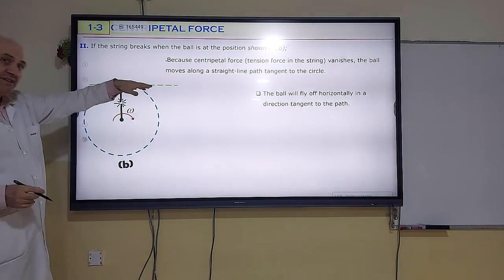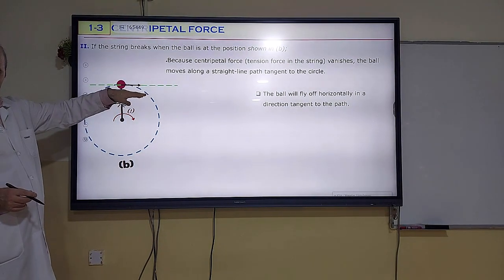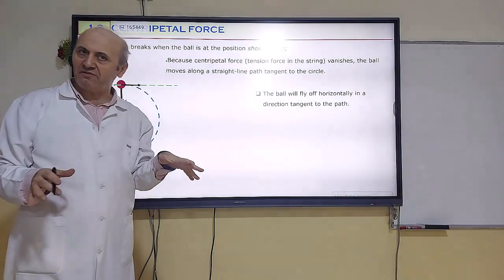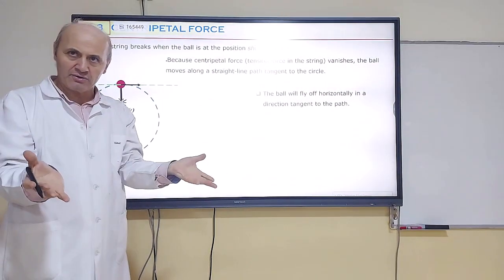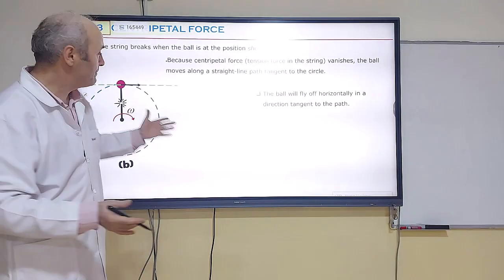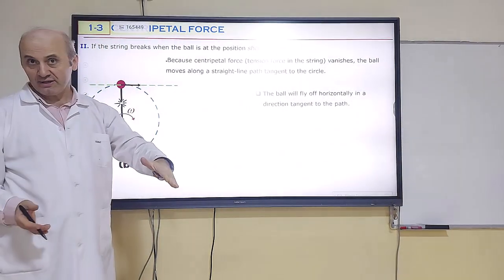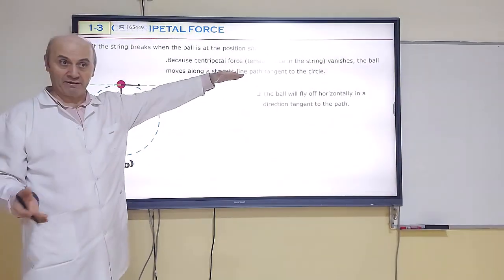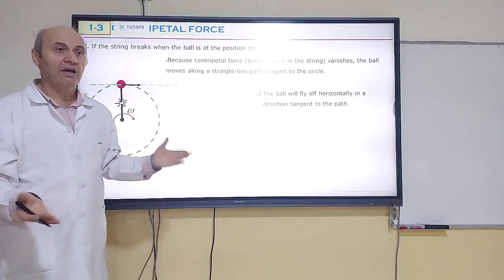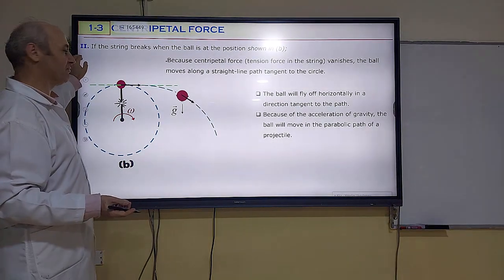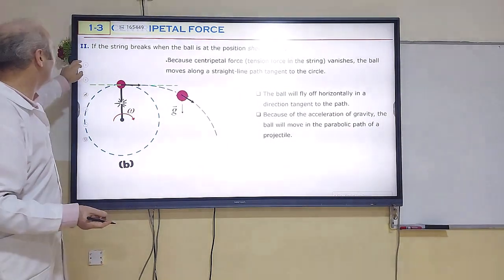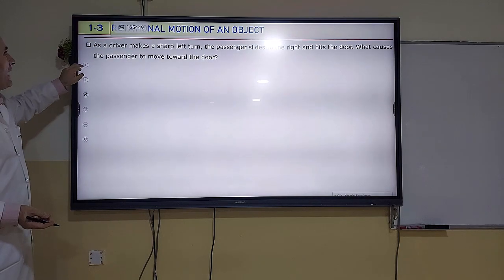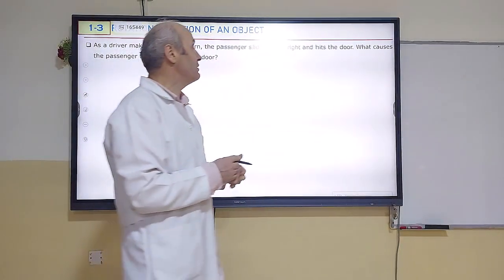But after it leaves tangent to the circle, what kind of path it will follow depends, again, on the surrounding environment. If it is a no gravity environment, there will be no net force, so the object will tend to follow a straight line path. But if it is a gravity environment like Earth, it will follow a parabolic projectile path. Okay.